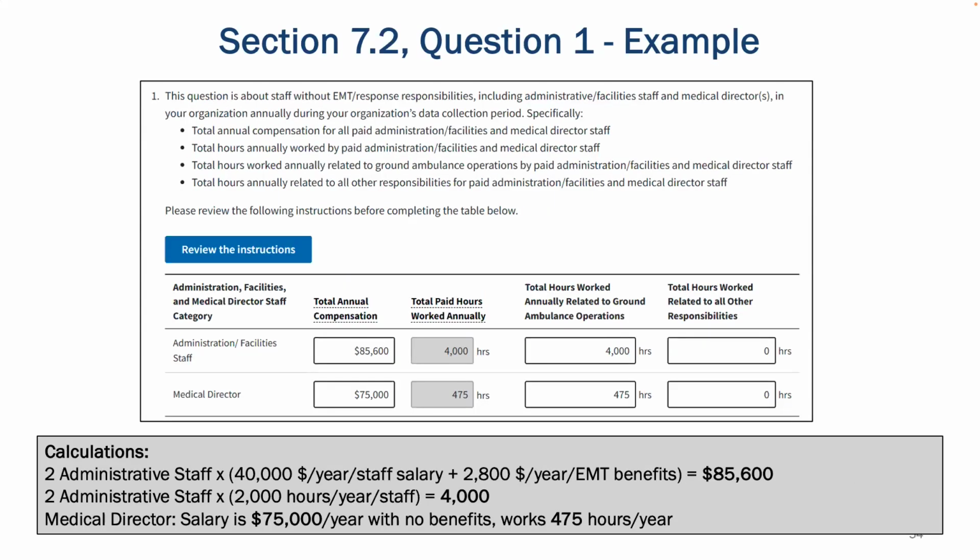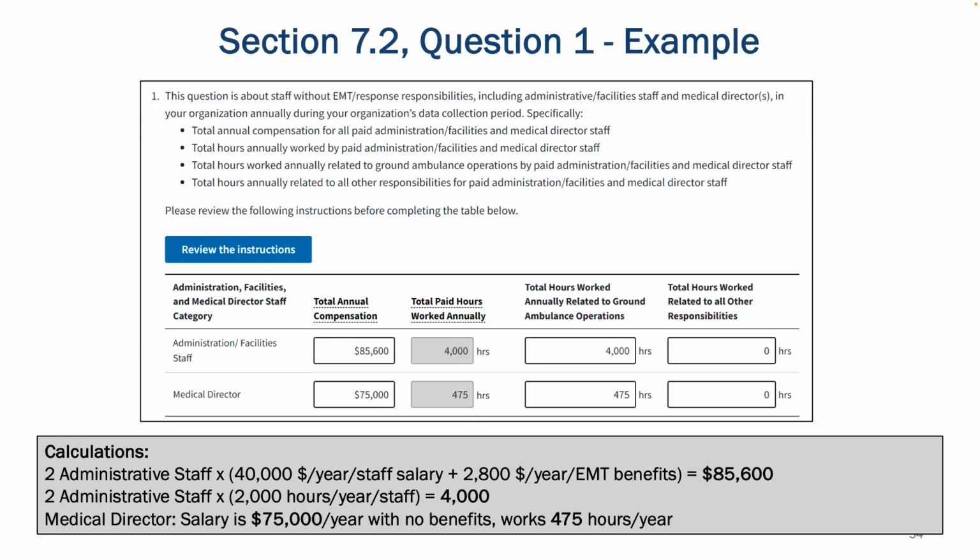Now we move into section 7.2, question 1, on compensation and hours worked for paid administration, facility staff, and medical directors. Note that an all-volunteer organization would not see this section. Here, we calculate the costs for administrative staff and a medical director. For this hypothetical organization, administrative or facility staff include 2 full-time paid staff who are responsible for accounting, office management, licensing, compliance, and other office duties. As we said previously, the administrative staff each make $40,000 a year and have benefits equaling $2,800 per year.